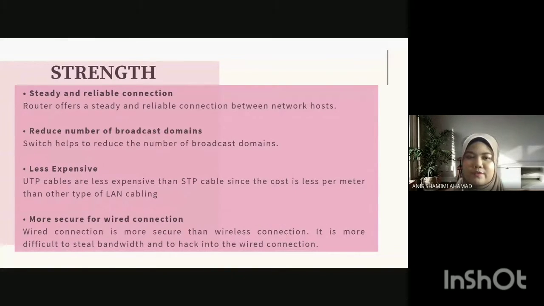So strength. We have 4 strengths in this project. Firstly, steady and reliable connection. Router offers a steady and reliable connection between network hosts. Second, reduced number of broadcast domains. Switch helps to reduce the number of broadcast domains. Third, less expensive. UTP cables are less expensive than STP cable since the cost is less per meter than other types of LAN cabling. The fourth one, more secure wired connection. Wired connection is more secure than wireless connection. It is more difficult to steal bandwidth and to hack into the wired connection.